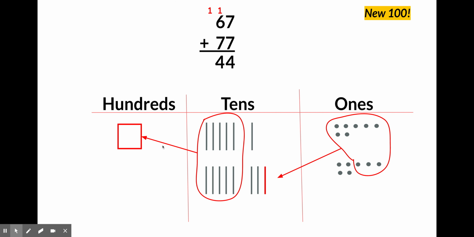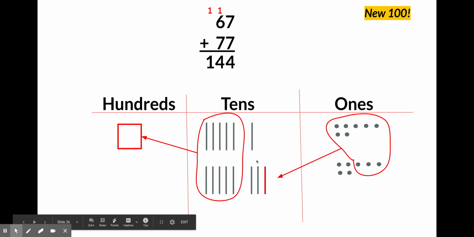We need to bring this 100 over. Remember, we took this 10 tens and made 100. 100 plus no hundreds plus no hundreds is 100. The answer is 144. And you can see that in your place value model. 100 plus this leftover 4 is 40, and this 4. 144.